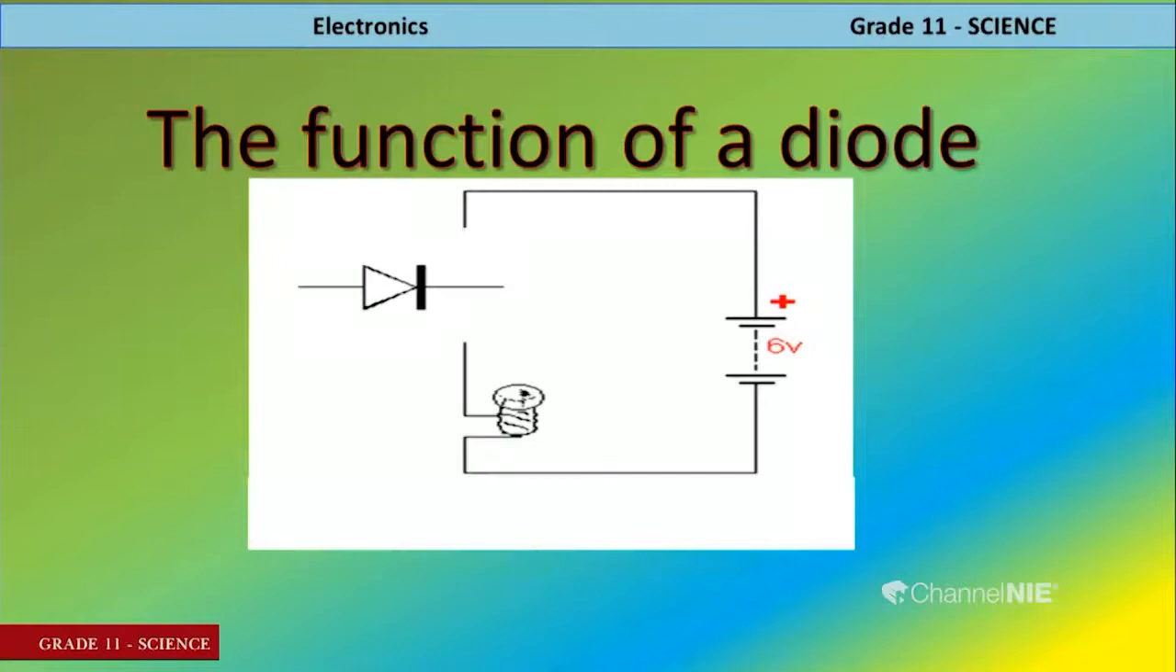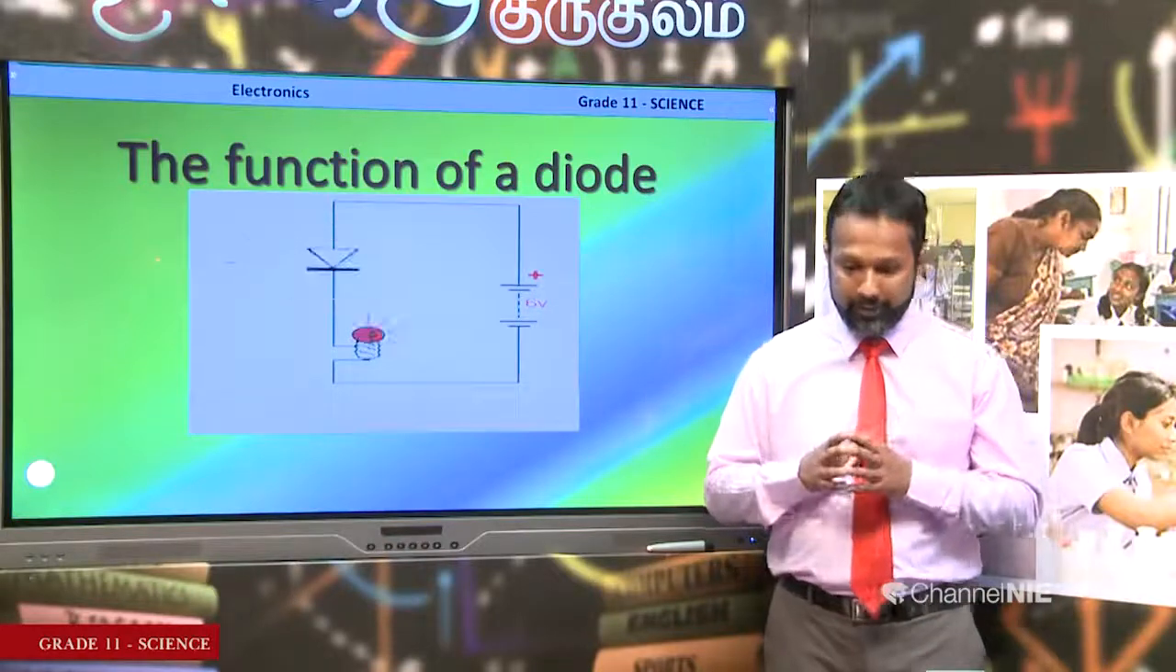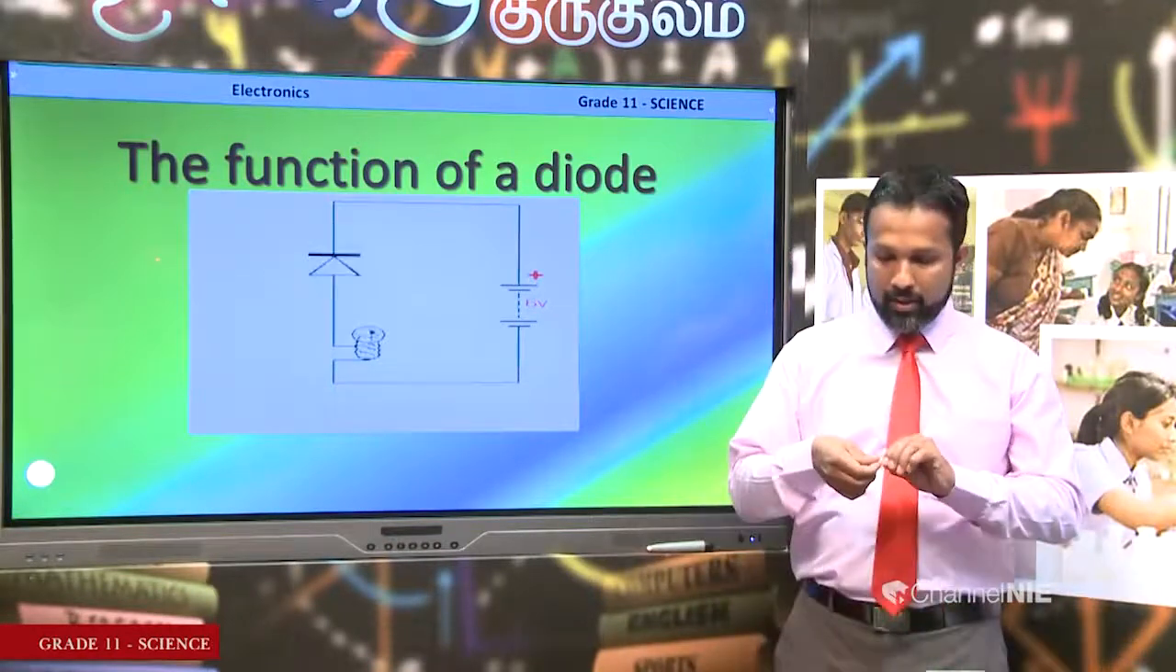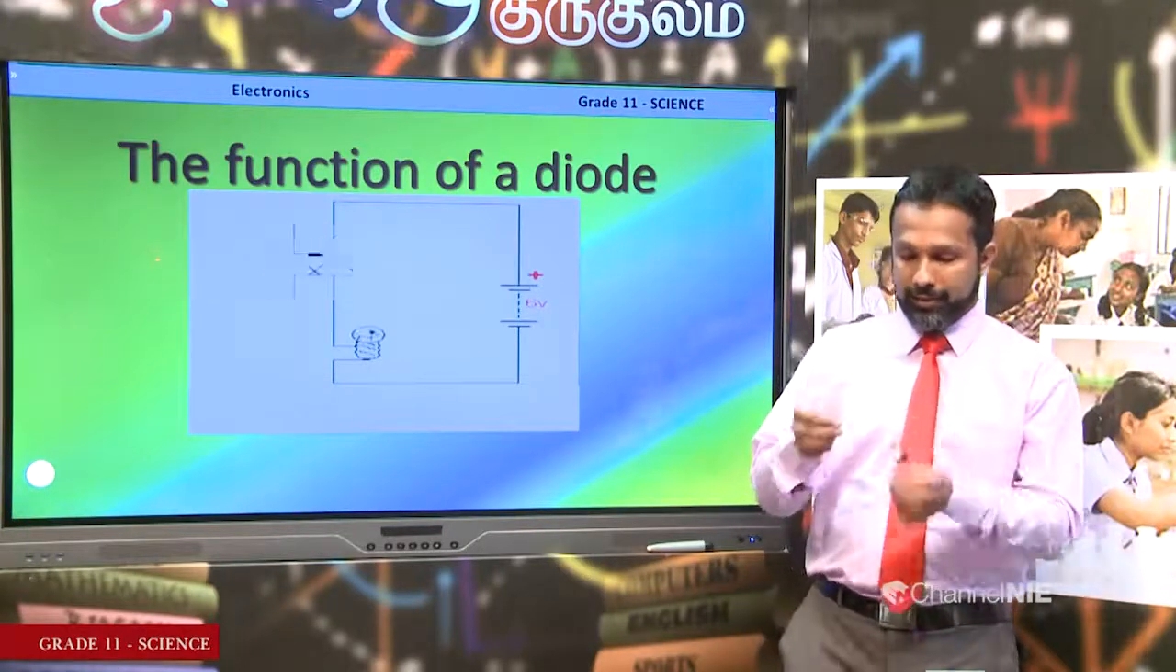I am going to show you a simple activity. Before the activity, you can watch that when the terminal is changed, the bulb glows. When the terminal is changed again, the bulb goes out. That means we have to understand that a diode is an electrical device which allows electricity to flow only in one direction.